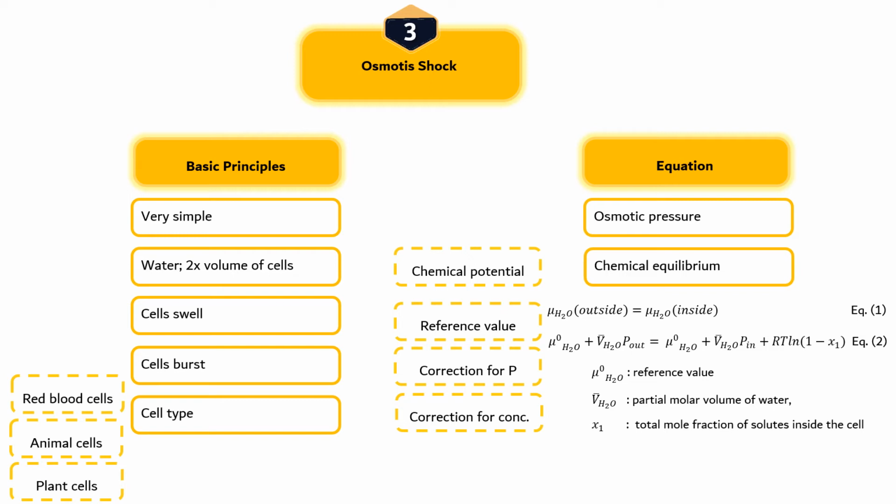If the cell's contents are a dilute solution, equation 2 can be simplified and rearranged to form van't Hoff's law, as shown in equation 3. Hence, at equilibrium, the pressure outside the cell must be less than that inside. If not, water will flow into the cell and potentially lyse the cell wall.